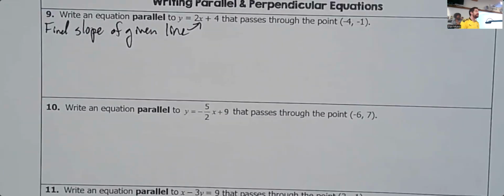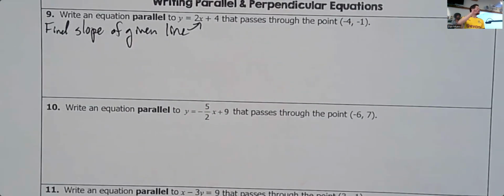So we have to find the slope of the given line, because parallel and perpendicular has everything to do with slope. If we know the slope of the given line, then we can figure out the slope of the line that will be parallel to that. So what is the slope of the given line?